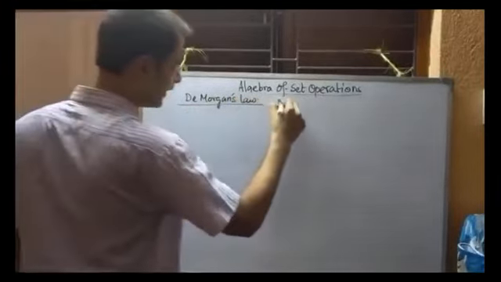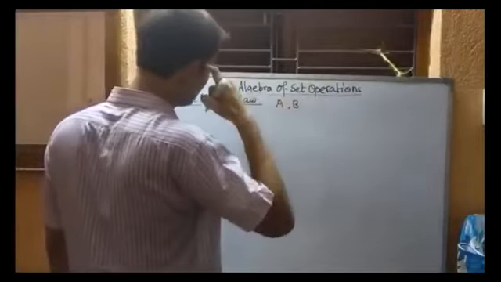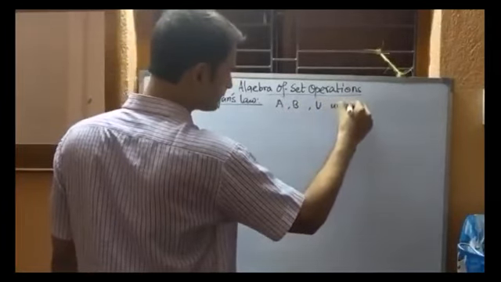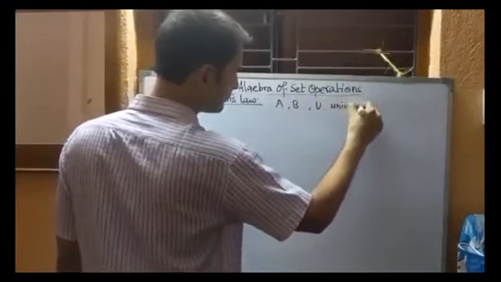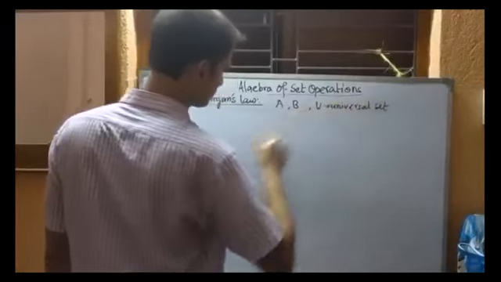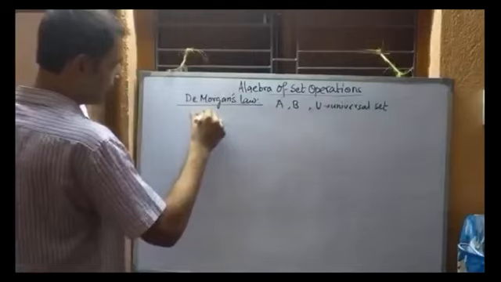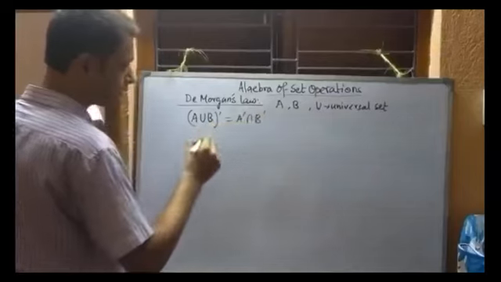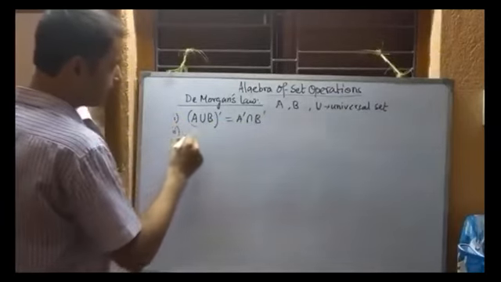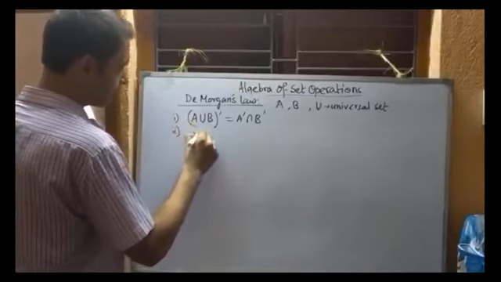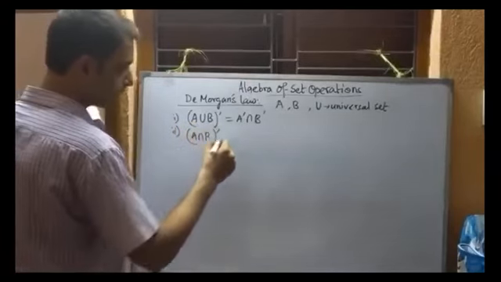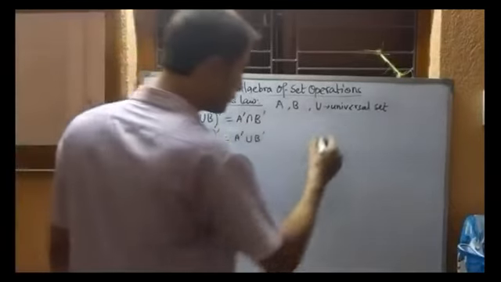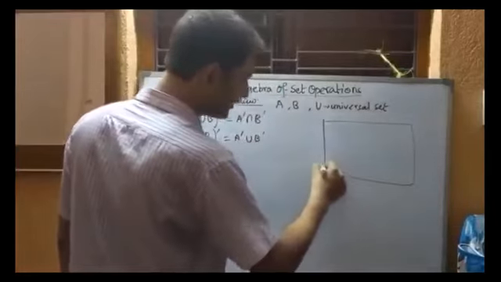It says if you take any two sets A and B, and consider U as the universal set, then we can say that A union B whole complement will be A complement intersection B complement. This is part 1 of the law. The second part says that if we take the intersection and a complement over it, then it will give A complement union B complement. The proof comes easily with a Venn diagram.